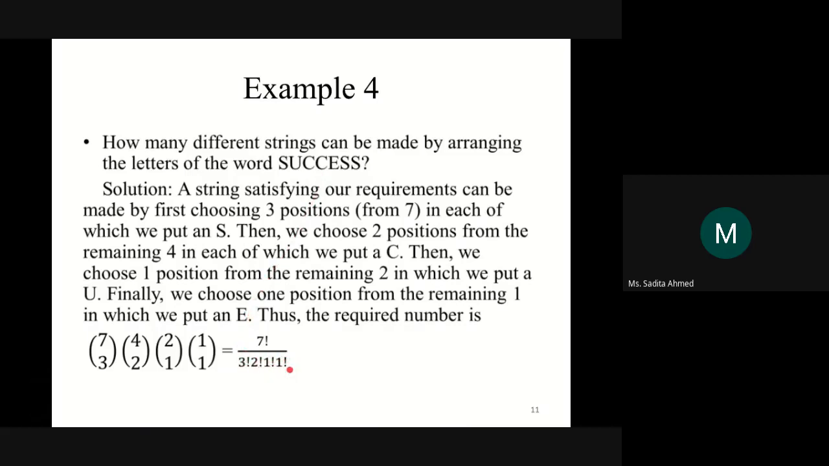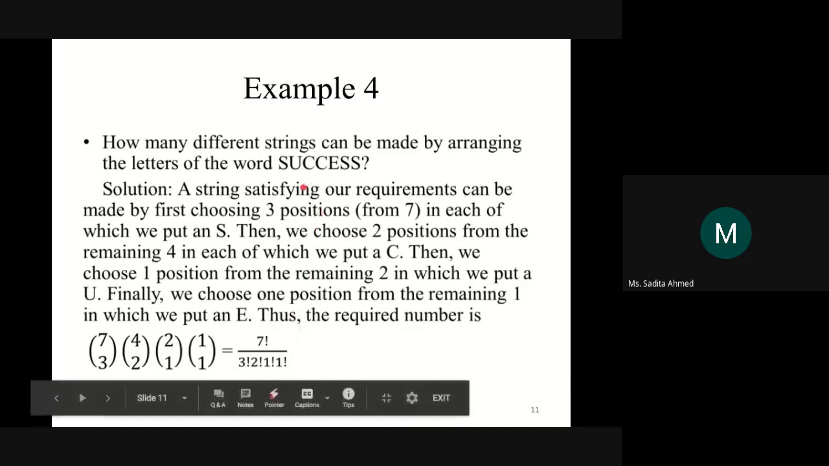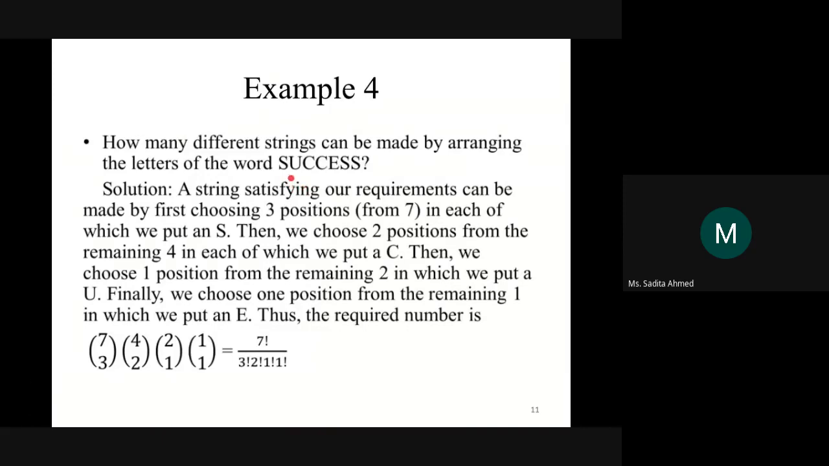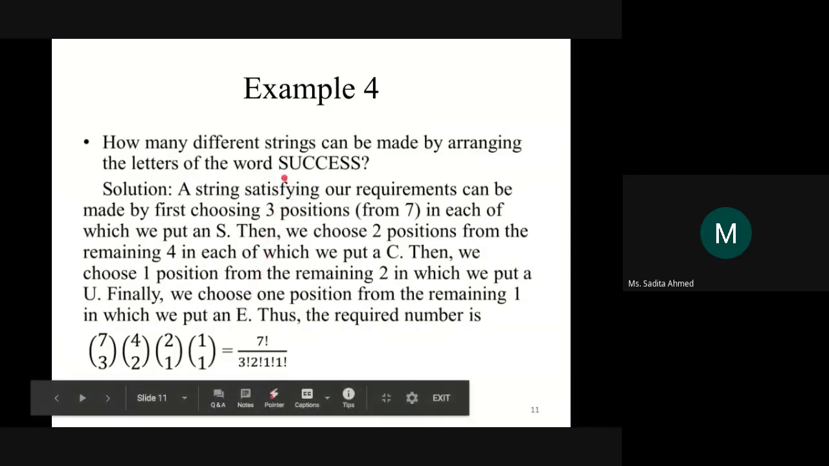And how do we get these factorials? The number of objects of the first type, or the number of times the first distinct object has been repeated. Here, S has been repeated 3 times. So 3 factorial. The second distinct object, C, has been repeated twice. So 2 factorial. All right? Or basically, there are 2 objects of the second type. So 2 factorial. Right? Then 1 factorial, 1 factorial.